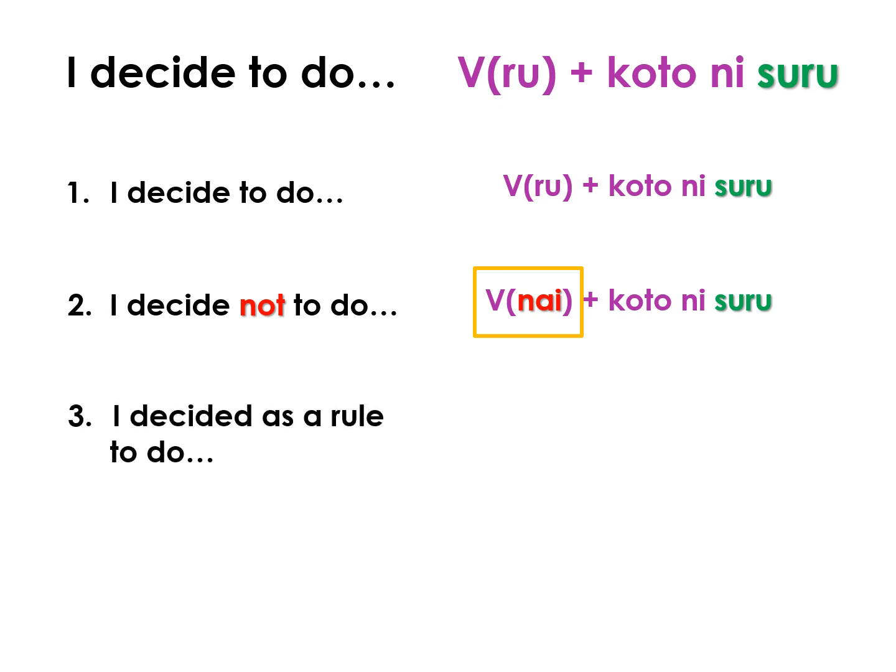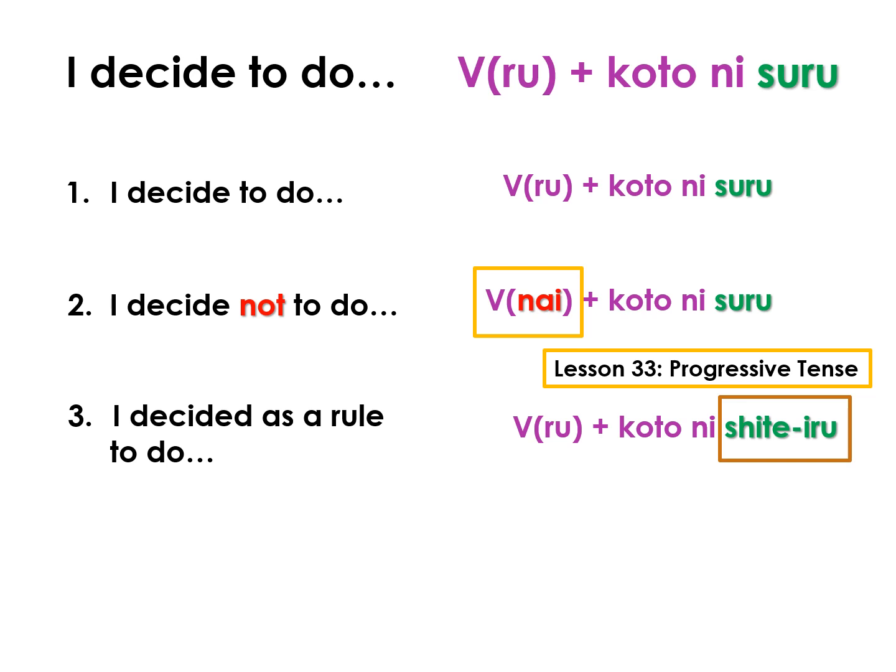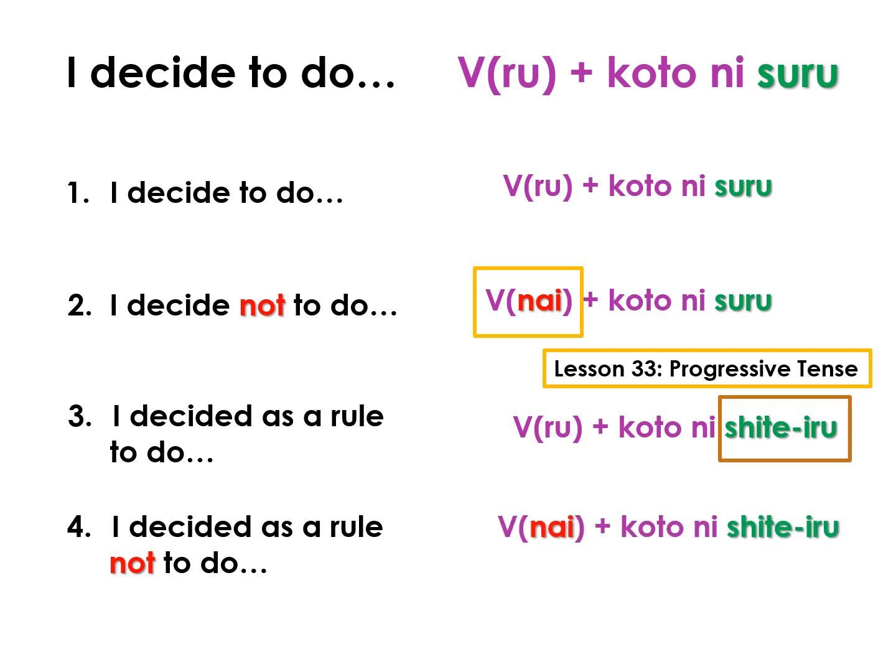Next is "I decided as a rule to do nantoka nantoka." Ru koto ni shite-iru. The suru at the end is conjugated to the progressive form shite-iru to indicate these are ongoing changes. You can review the progressive tense in lesson 33. And the last one is "I decided as a rule not to do." Nai koto ni shite-iru. And once again, it's the verb in the subordinate clause that's conjugated to the nai form, and the ending is shite-iru in the progressive tense.